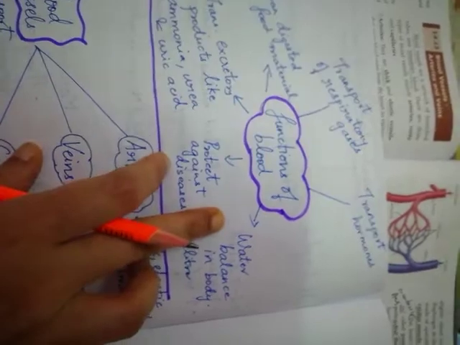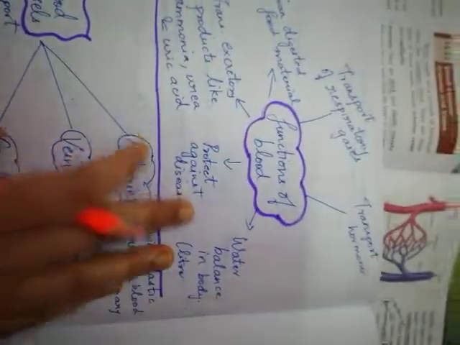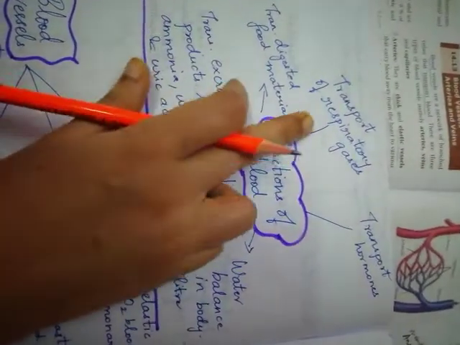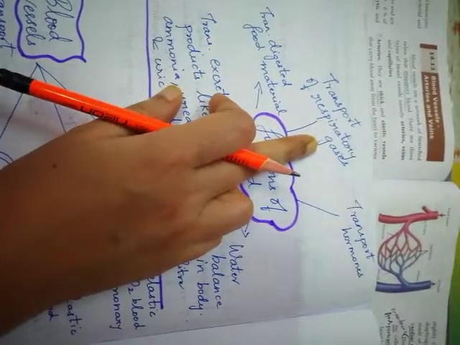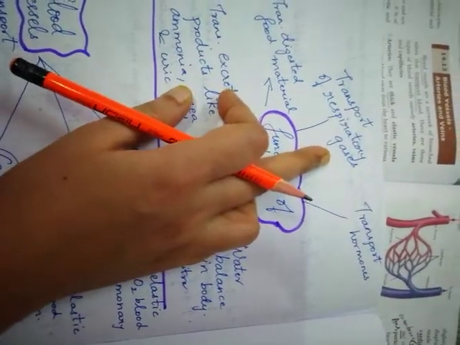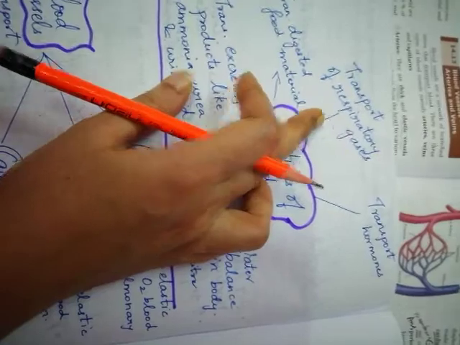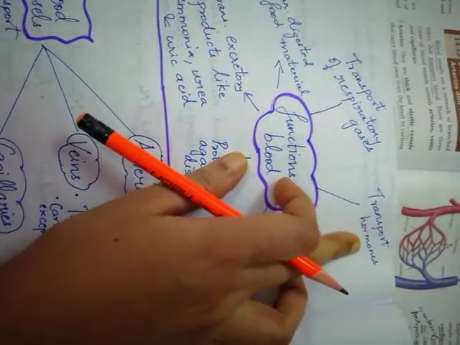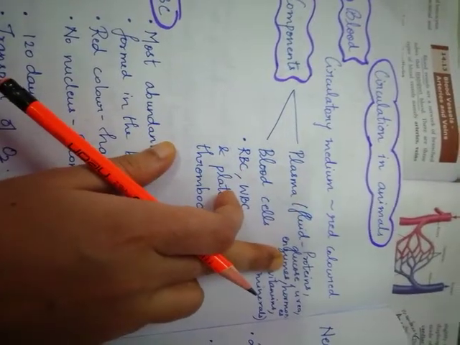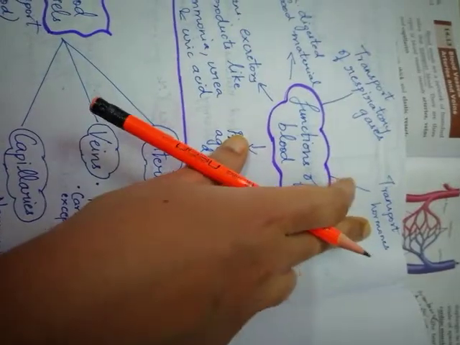Next you have functions of blood. So you have various functions of blood, like they transport the respiratory gases like oxygen. So they help in transport of oxygen in our body. They also transport hormones. So the plasma fluid is carrying hormones. In that way they also transport hormones.